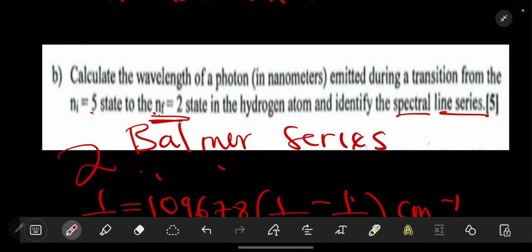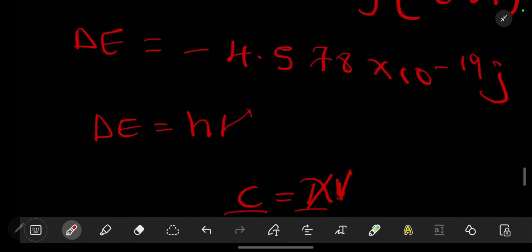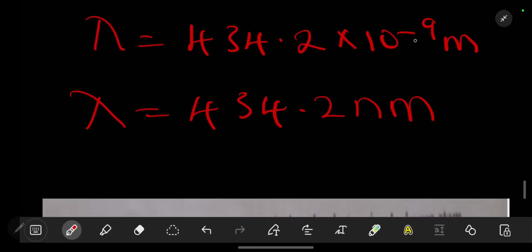So it's Paschen, Brackett, which is number 4, Pfund, which is number 5, like that. So that is an easy way of remembering that.